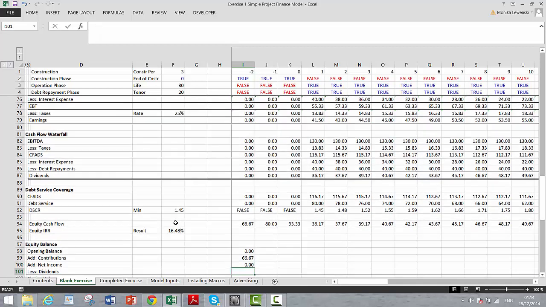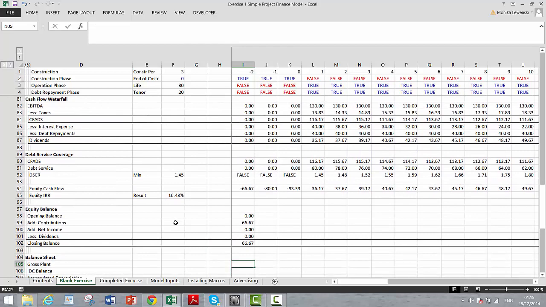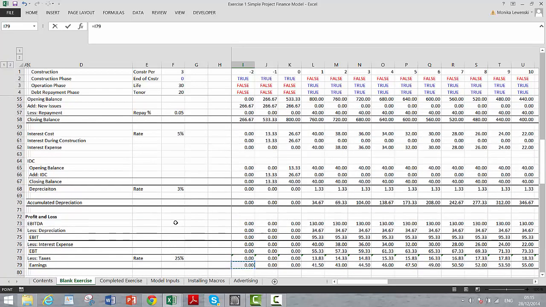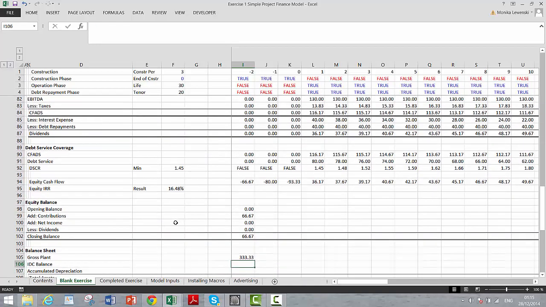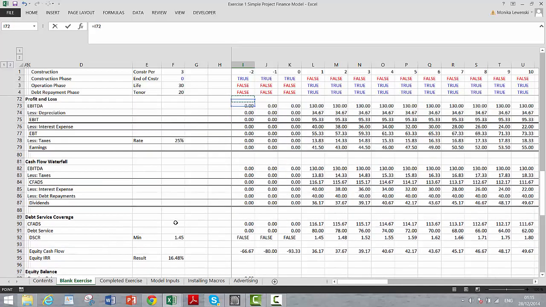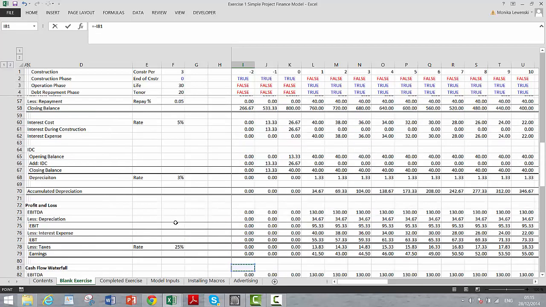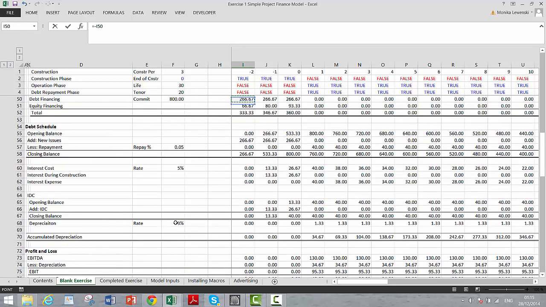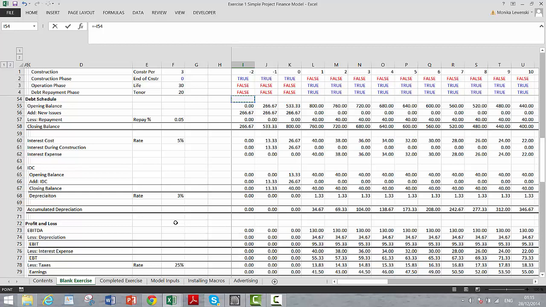We go up to the earnings. Of course, we couldn't have done this until it was over, so we took the opening balance plus the amount we put in, plus the net income minus the dividends. Okay, and then the gross plant is our closing balance. That's why I underlined it. And the IDC was up here, and then we put in a minus for the accumulated depreciation, which was done here.